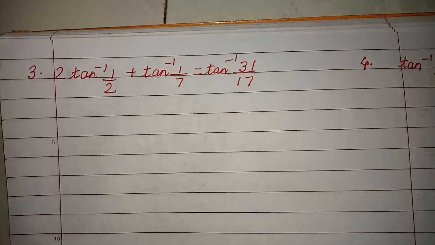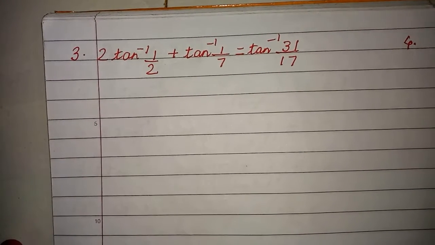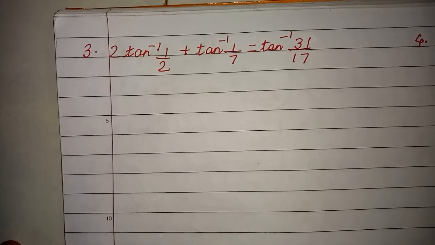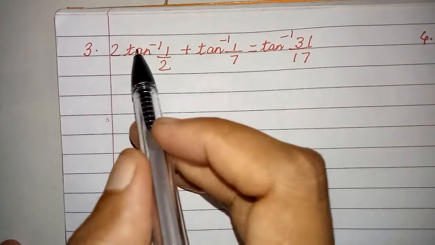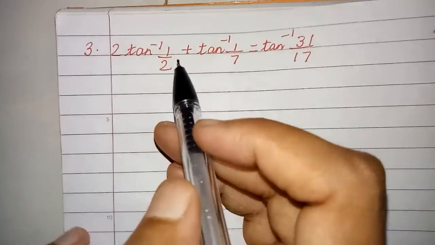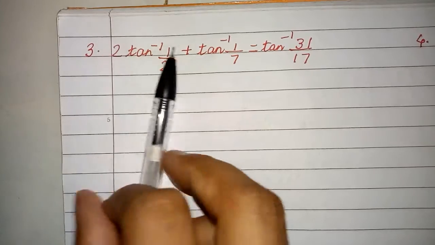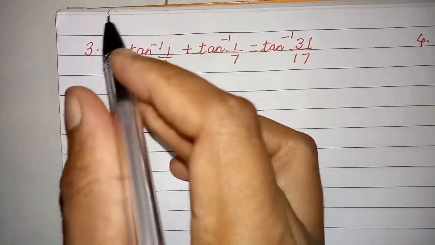Next one is 2 tan inverse of half plus tan inverse of 1 by 7 is tan inverse of 31 by 17. This I want to prove. Okay, now children, if you see this, instead of 2, if it was just tan inverse, I could have applied tan inverse of A plus tan inverse of B here. But here 2 is an extra term. So what I will do first, I will try to simplify this term.